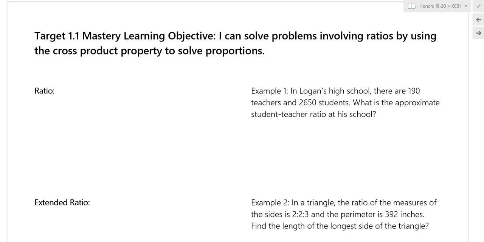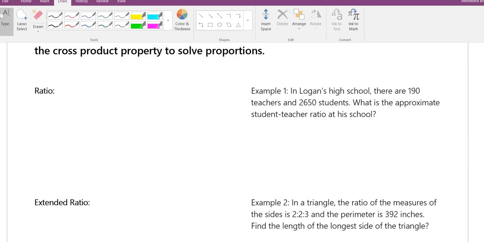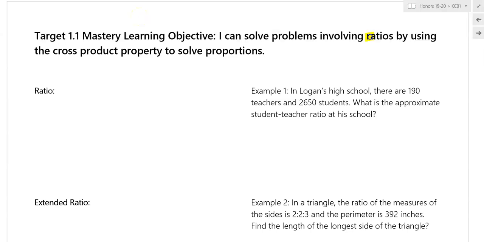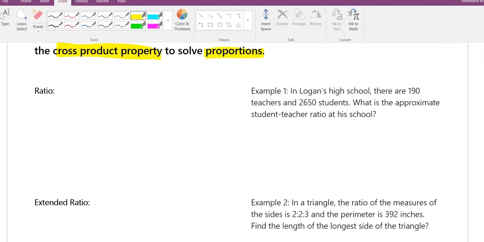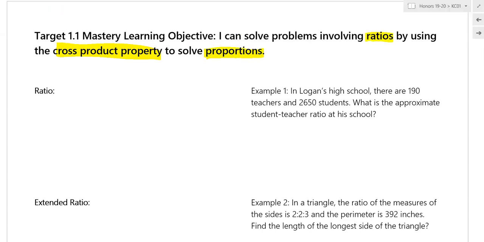So we're looking at our first target, and the first thing we always want to look at is our master learning objective. I can solve problems involving ratios by using the cross product property to solve proportions. Lots of words there. So we're solving problems. We're going to use ratios, so we want to know what those are. We're going to use the cross product property, so we want to know what that is. And then we're going to solve proportions, so we'll want to know what that is.